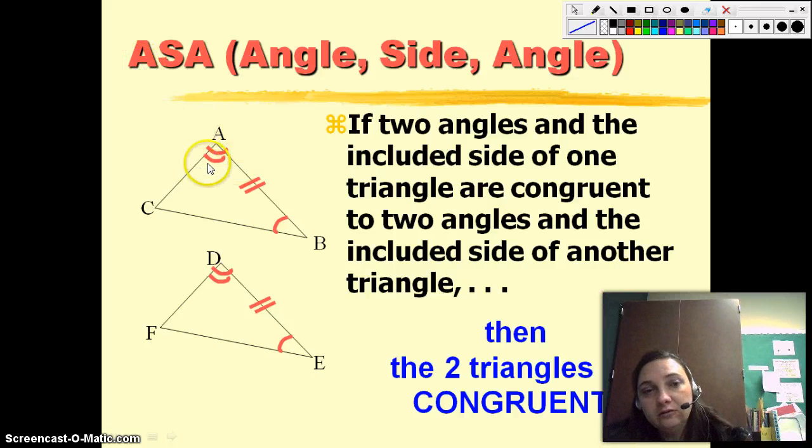You have an angle, then you have a side, then you have an angle, and it has to correspond to the other triangle. So it has to have the same angle, the same side, and the same angle in that order to be congruent. So we can only use three of the objects. We can use two of the angles and a side in that order: angle, side, angle.